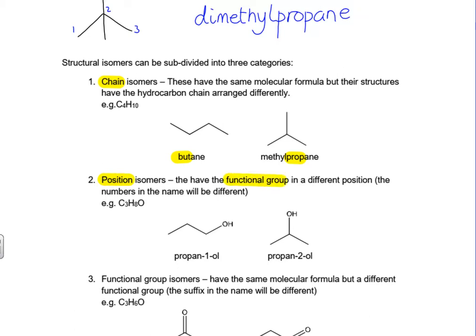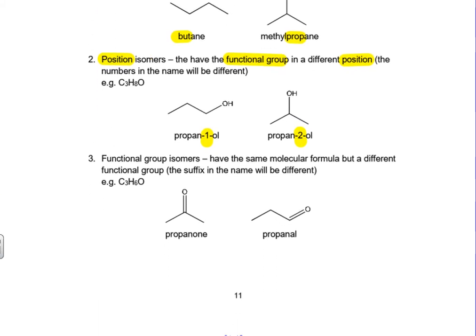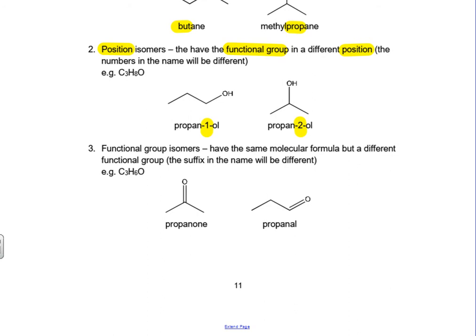Then we've got position, and we're looking at the functional group and its position. So we're going to be representing that with the number. The alcohol group, the ol, has moved from 1 to 2. And then we've got functional group. In functional group isomers, we're going to change the actual functional group. And the functional group is the suffix of the name. And so when we change the suffix, we've changed the functional group.